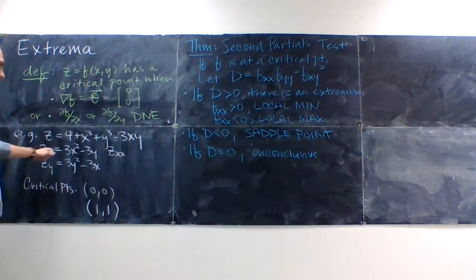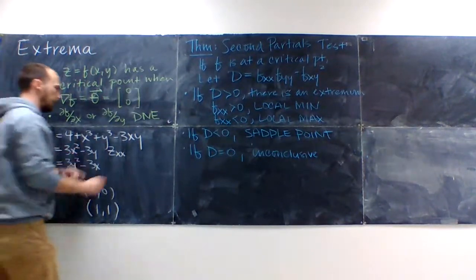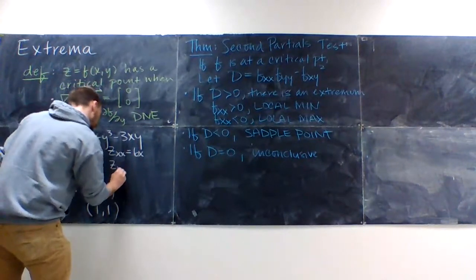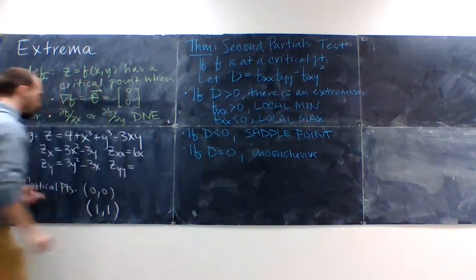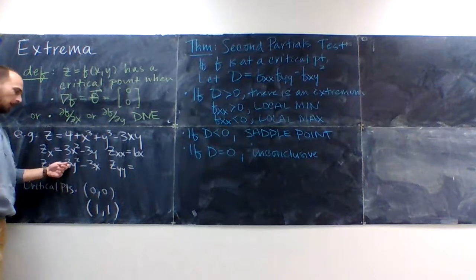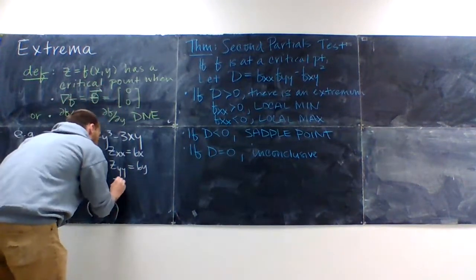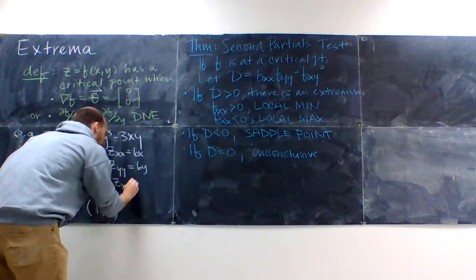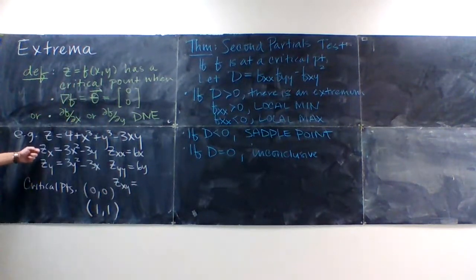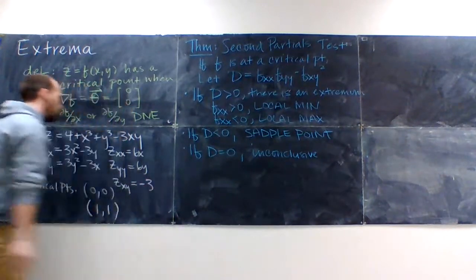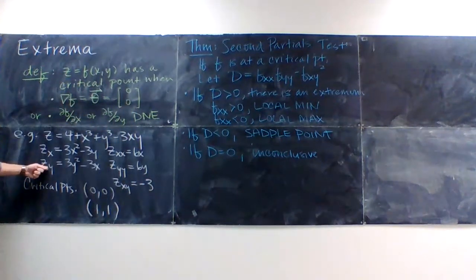Okay, so zxx, I take the derivative of this thing with respect to x, that's 6x. Zyy, I'm going to take the derivative of this thing with respect to y, that will be 6y. And then the mixed partial zxy is going to be, okay, take the derivative of this with respect to y, is -3. And notice that if you take the derivative of the derivative with respect to y with respect to x, you will end up with the same thing.